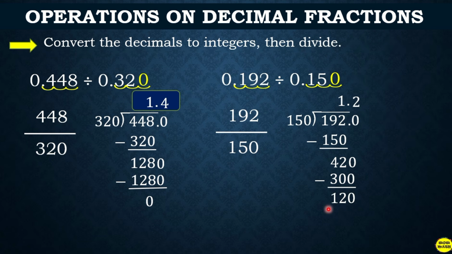Next, hindi ulit pwedeng i-divide ang 120 by 150. So, we will borrow 0 ulit. And then, 1,200 divided by 150, that is 8. 8 times 150, that is 1,200. Pag sinubtract natin, that is 0. Okay? So, therefore, 0.192 divided by 0.15 is equal to 1.28. Pwede nyo po ito i-check using your calculator.